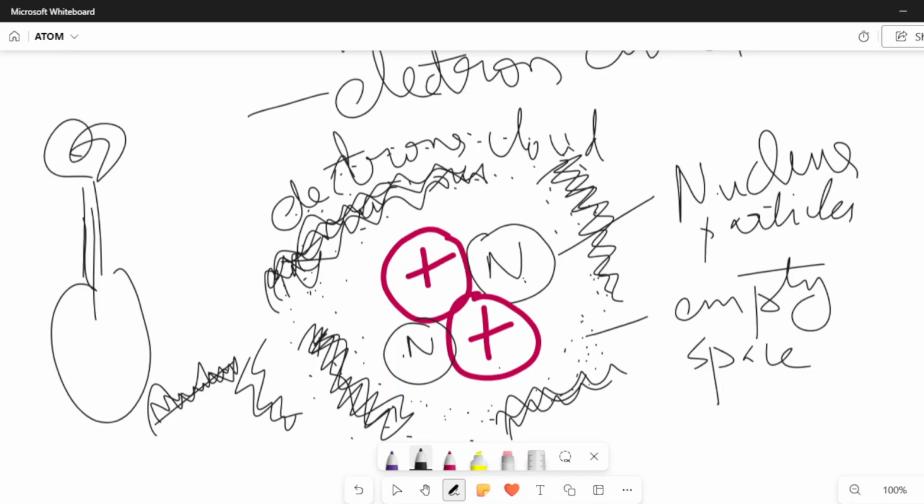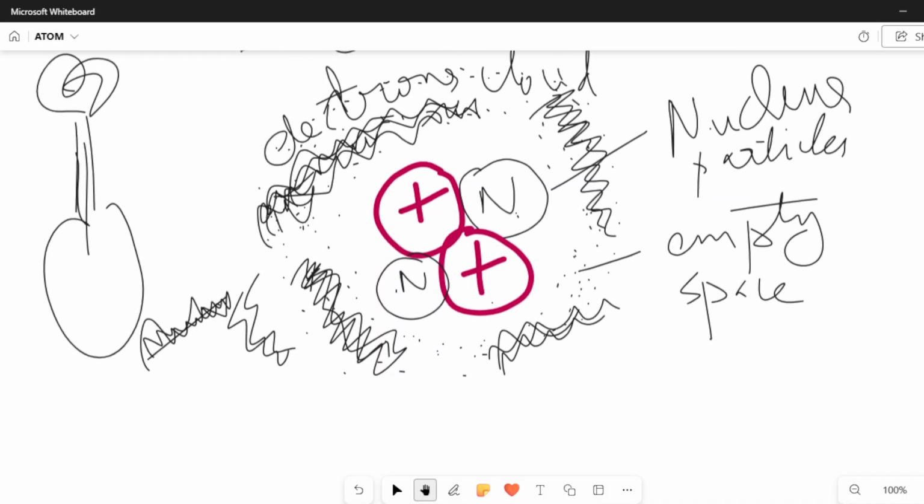We cannot predict properly where the position of an electron is. We can only predict where the electron wave or the cloud is most probably present. It's not constant, so most probably present. That is one thing which you should understand.